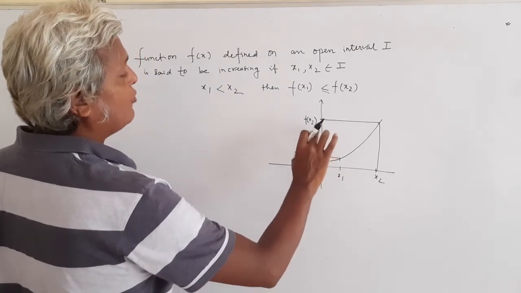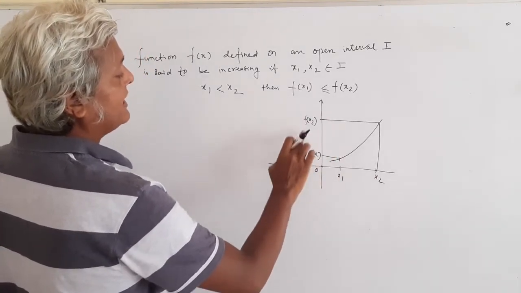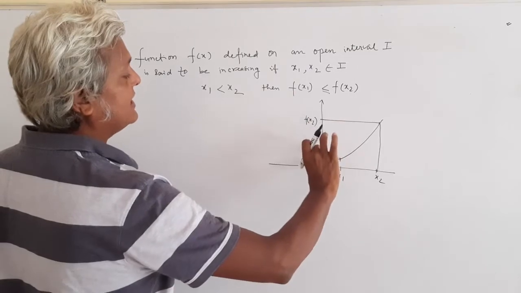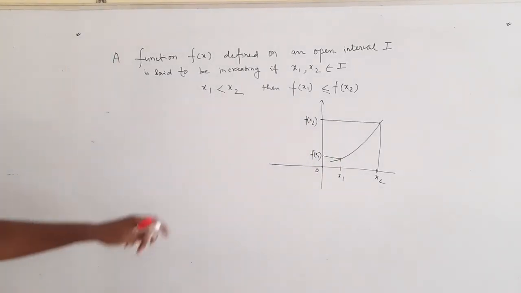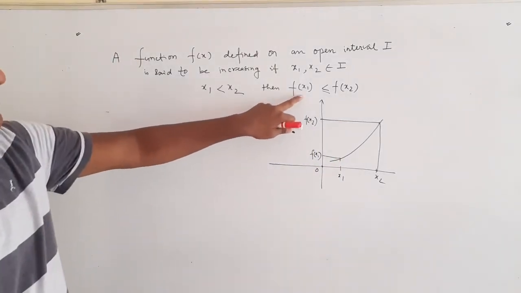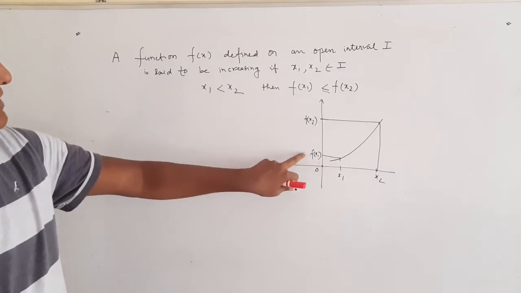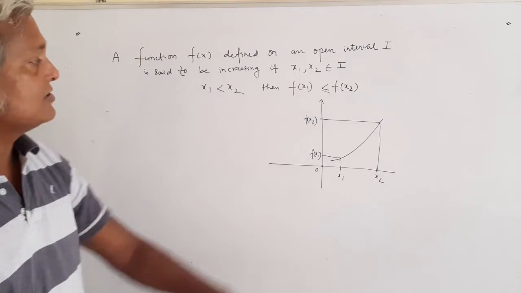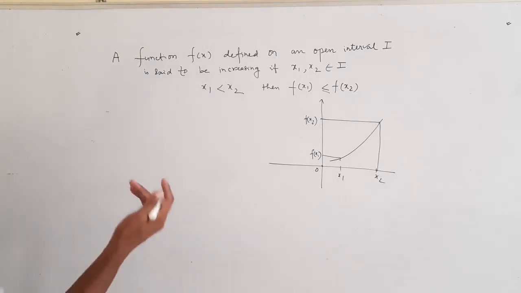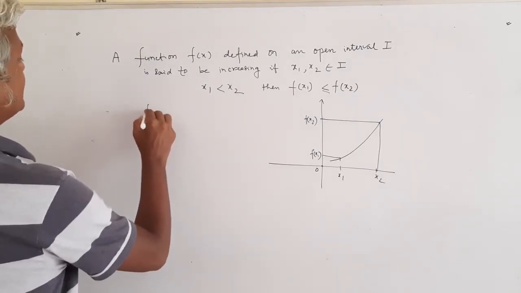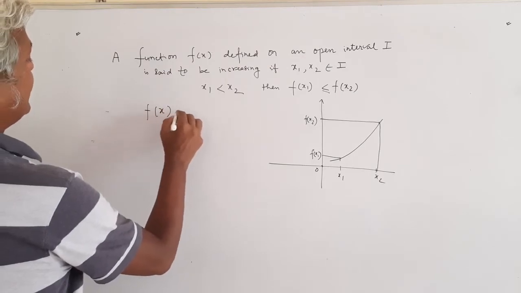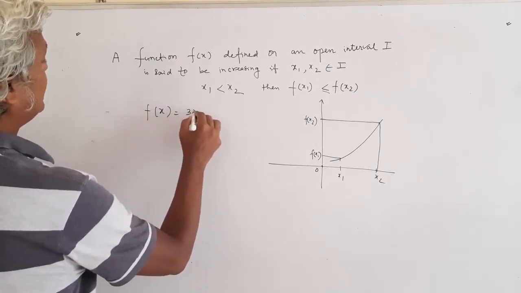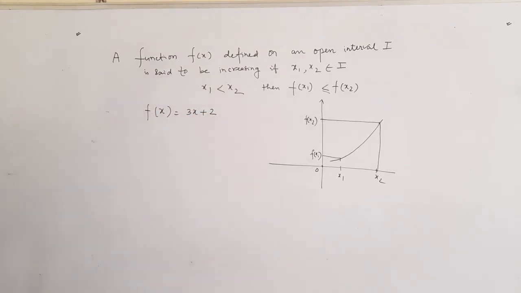Same way, any point above, like f(x2), this value is greater than this value, that is f(x1). So if you see, f(x1) is less than f(x2) if x1 is less than x2. Now to explain this idea, I take a simple function and try to prove that f(x) = 3x + 2 is an increasing function.